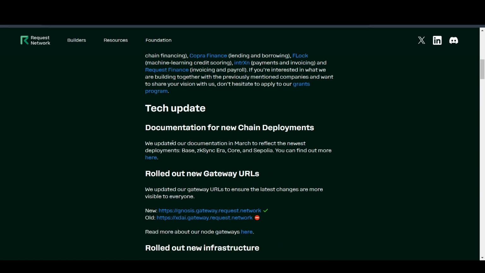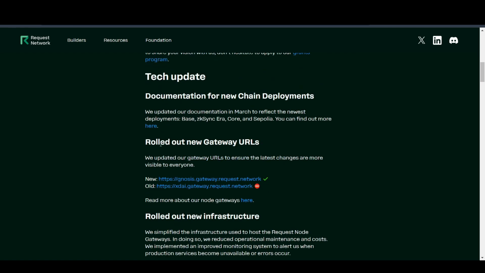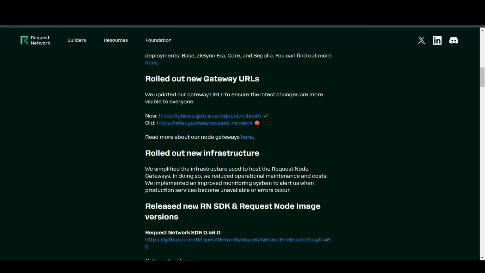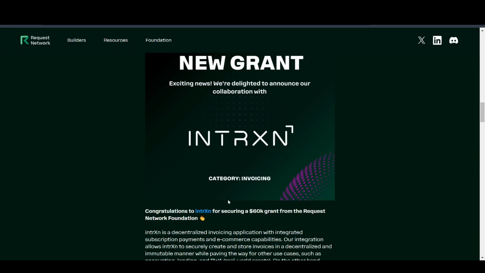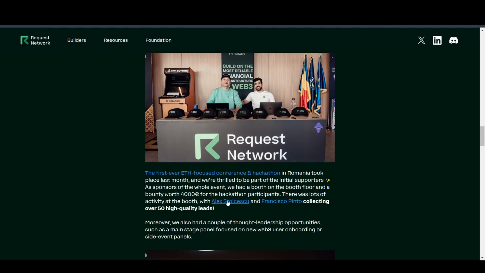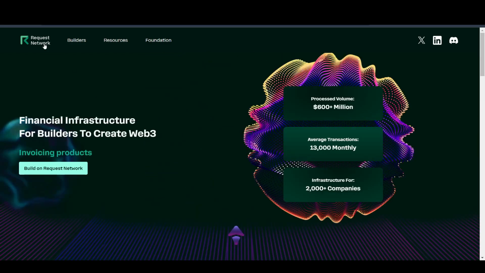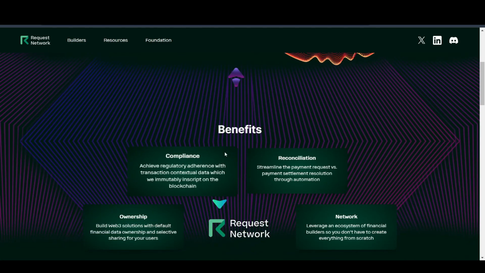So we have a token update. We also have rolled out new gateway URLs. We also have rolled out new infrastructure. They simplified the infrastructure used to host Request Node gateways. So pretty good, they do push out updates regularly. That means they have a pretty good community, and the team is active as well.